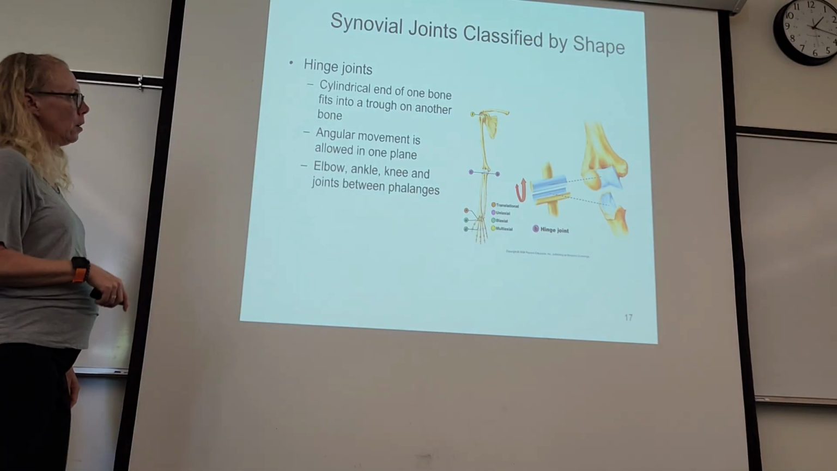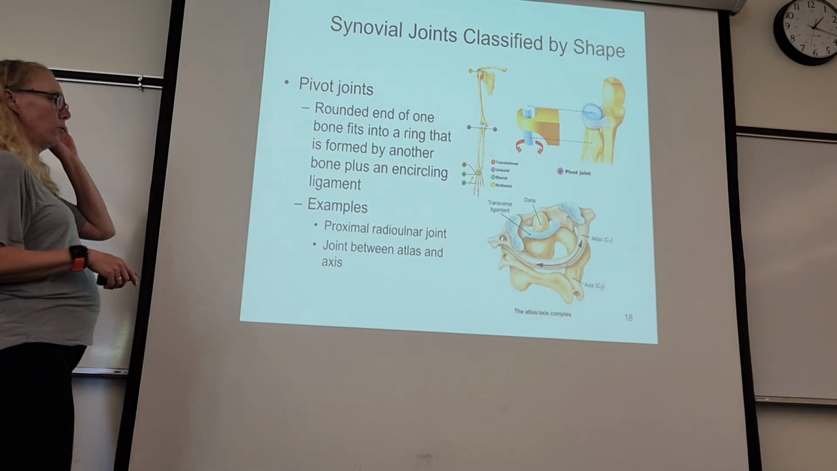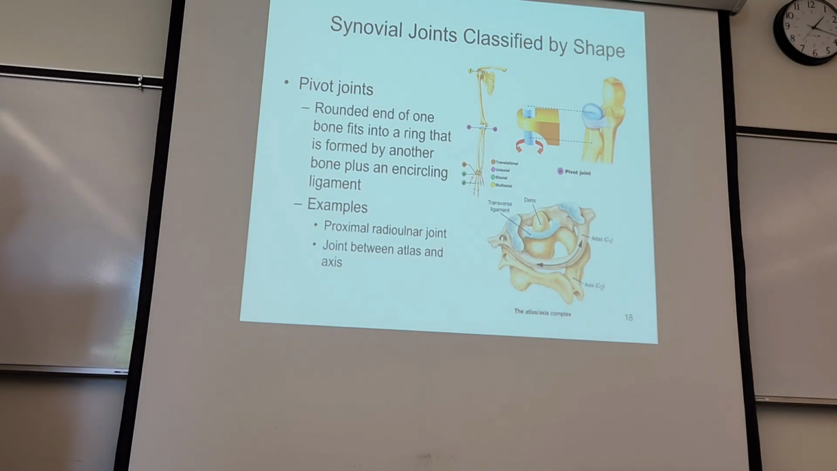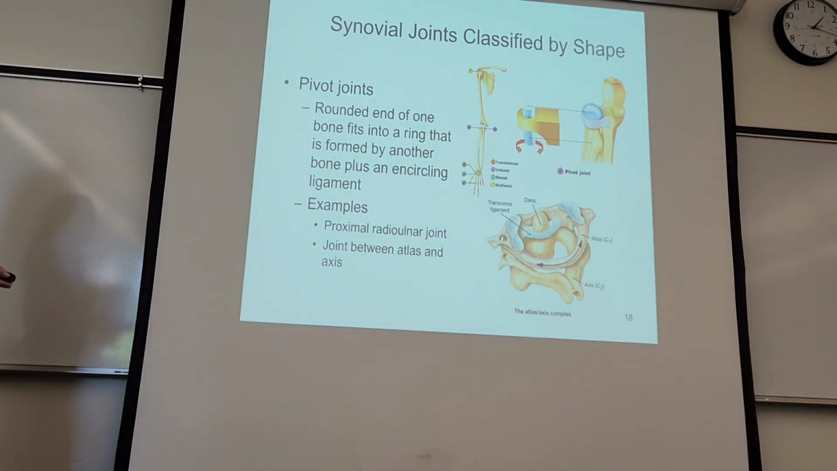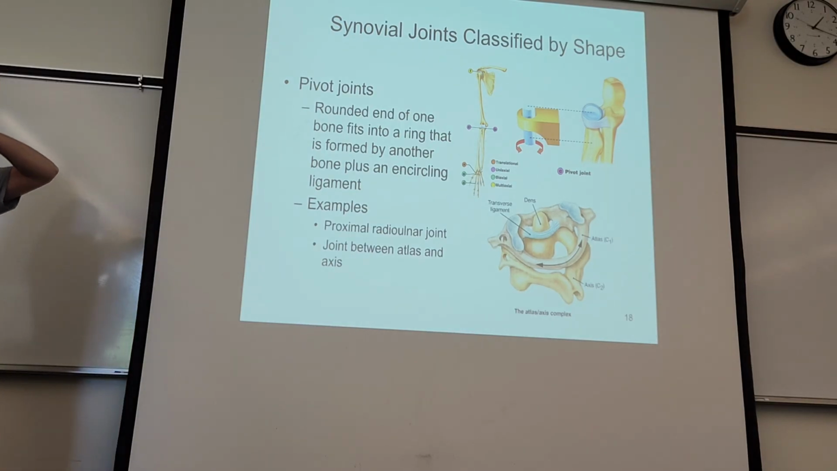Uniaxial. Okay. So pivot joints depend on where you are in the body. There's two great examples of pivot joints in the body, of which structures we've already looked at in lab, okay? So a pivot joint is going to provide some sort of rotational component, pivoting, okay?